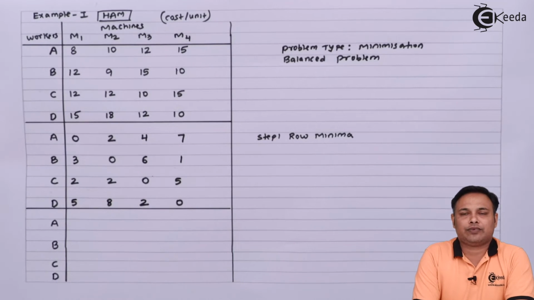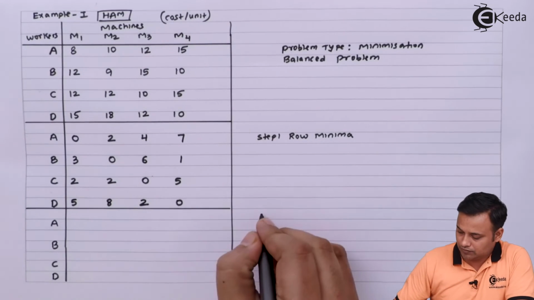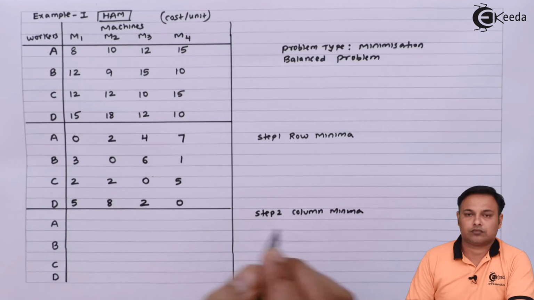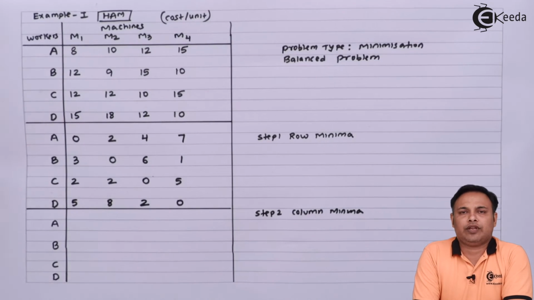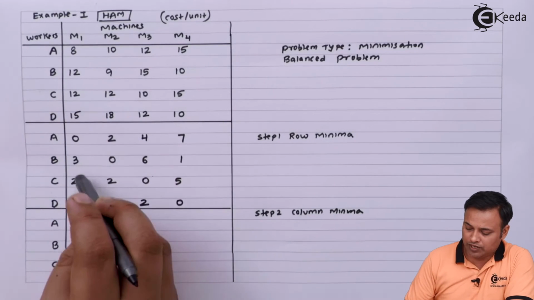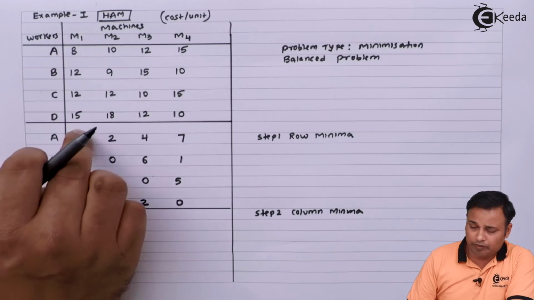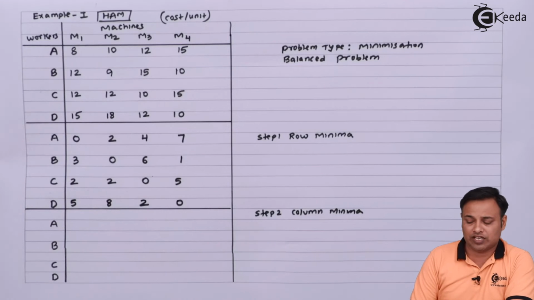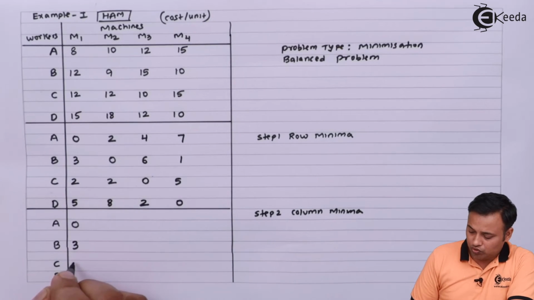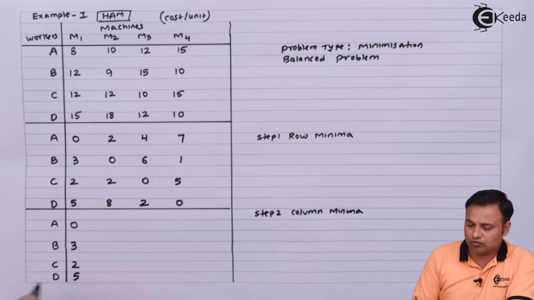Now the second step, that is column minima. In the second step, that is column minima, we are going to do the same calculations or the same operations but column wise. आपका फर्स्ट कॉलम में सबसे छोटा नंबर है 0. आप सभी में से 0 माइनस करेंगे तो सब वैल्यू सेम आएगा. So it will be 0 minus 0, 3 minus 0, 2 minus 0 and 5 minus 0.